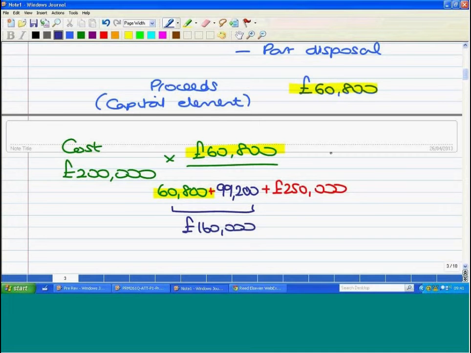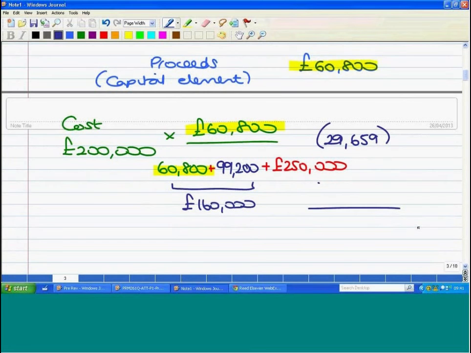So we were given a little nudge in the question because they told us the market value of the reversion, which does remind me it's part disposal. I need to do something with that 250,000. And what it then enables me to do is apportion that cost. So I get to deduct £29,659, and then it brings me down to my actual gain of £31,141.